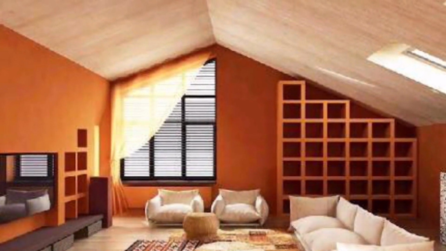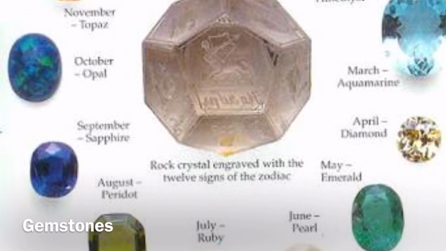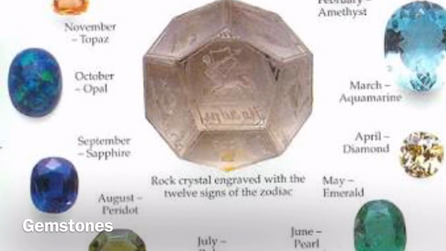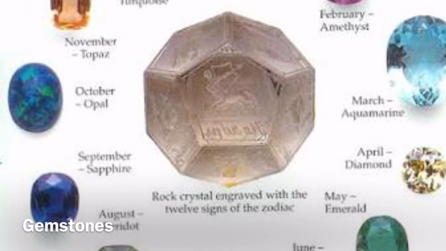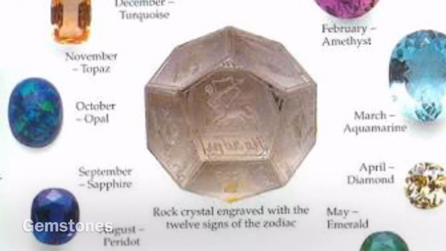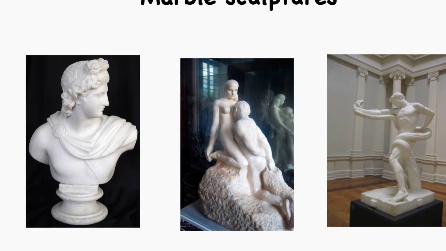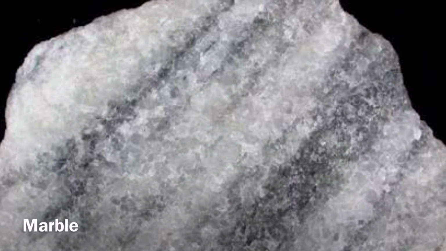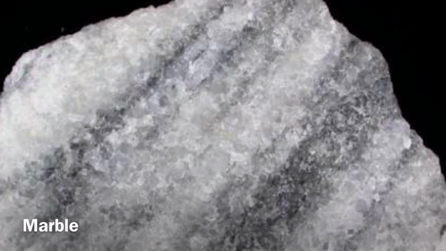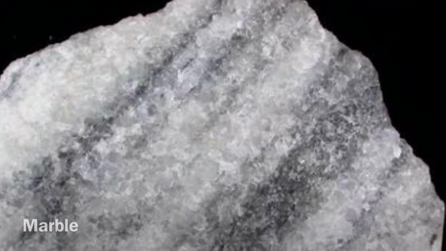There are many gemstones found in metamorphic rocks like ruby, sapphire, turquoise, lapis lazuli, jade, and garnet, which are used for jewelry. One commonly used metamorphic rock is marble, which is used in sculptures because it is cut and carved with ease. Marble is also used in buildings for walls and floors.